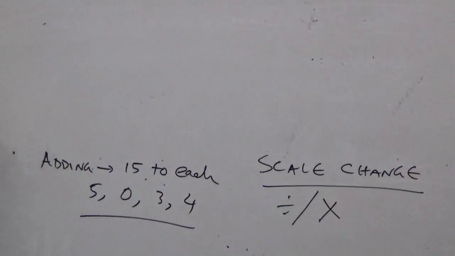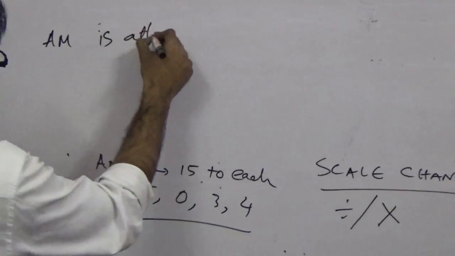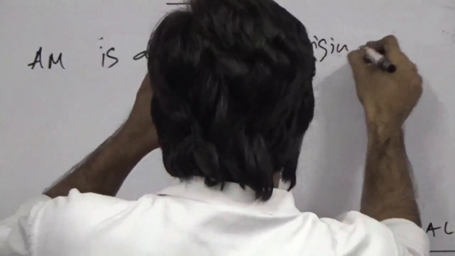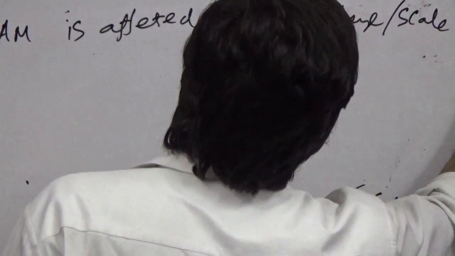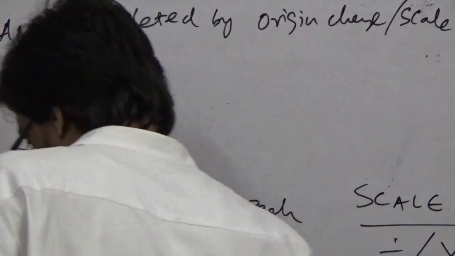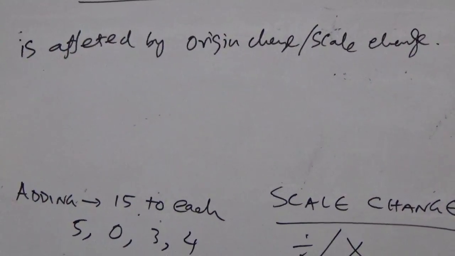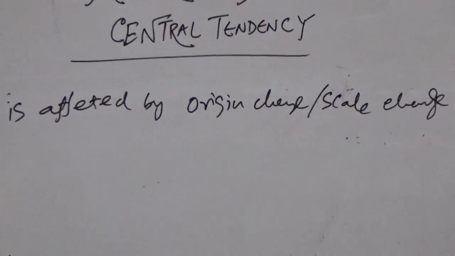Do origin change and scale change affect the value of arithmetic mean? The answer is, AM is affected by origin change or scale change directly. Okay, so just the way the origin and scale are changed, the same way it will be done.